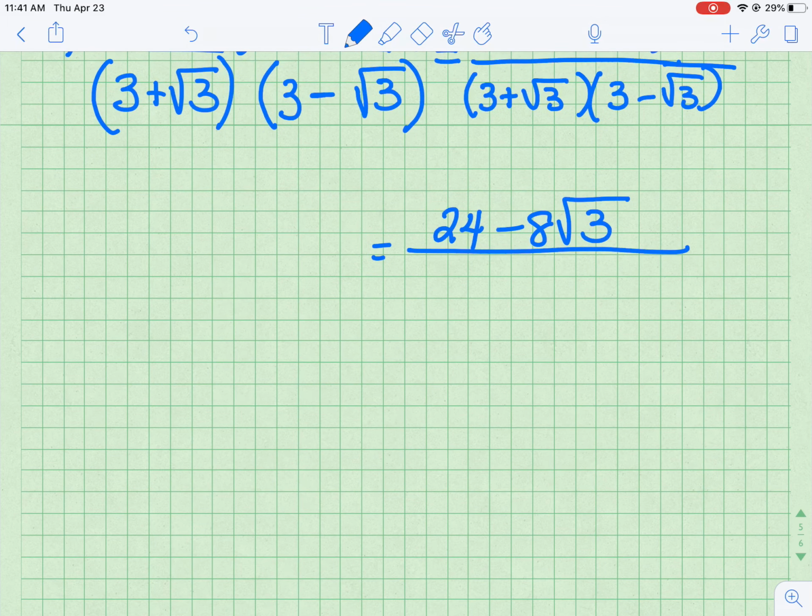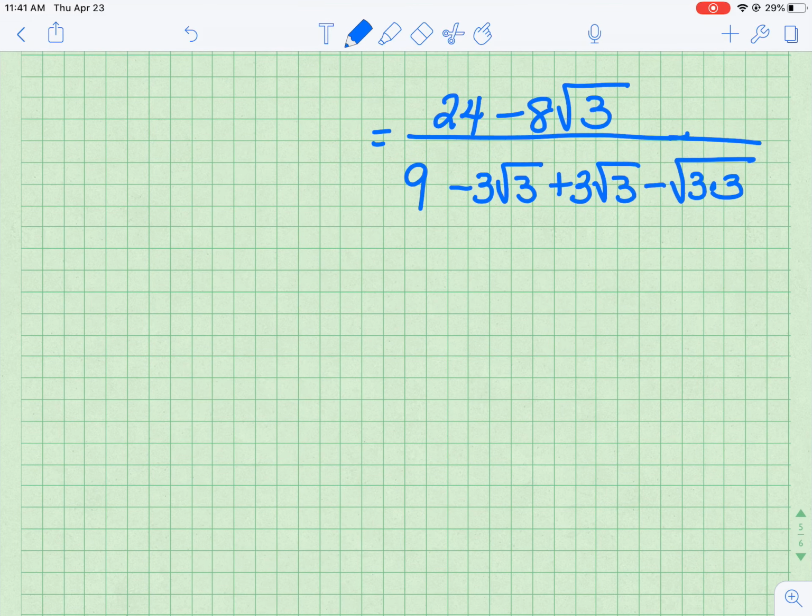If you don't know what I mean by that, I want you to go back to the video and watch it, because in my original lesson, I explained that. So I'm going to do it quickly here. It's going to be 9 minus 3 root 3 plus 3 root 3 minus the square root of 3 times 3. So I FOILed and boxed the denominator. And now I'm going to simplify.